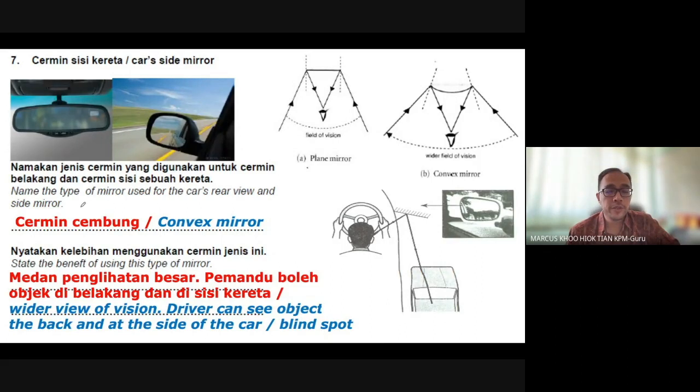Okay, the benefit of using this type of mirror. So you can copy this down there. Almost done now, almost done. I think we only have one more to go.